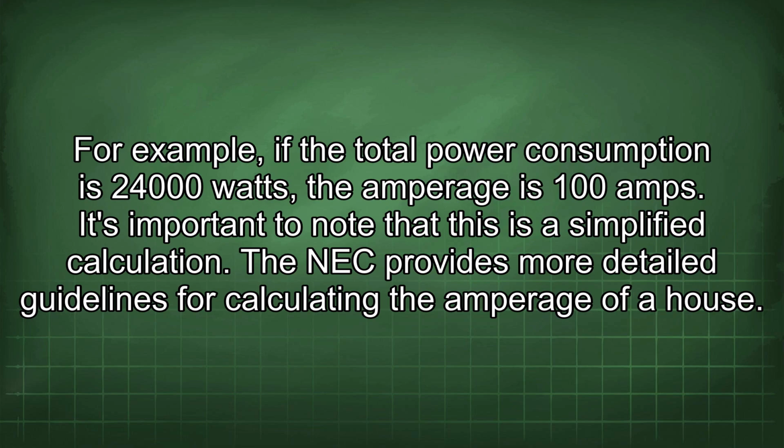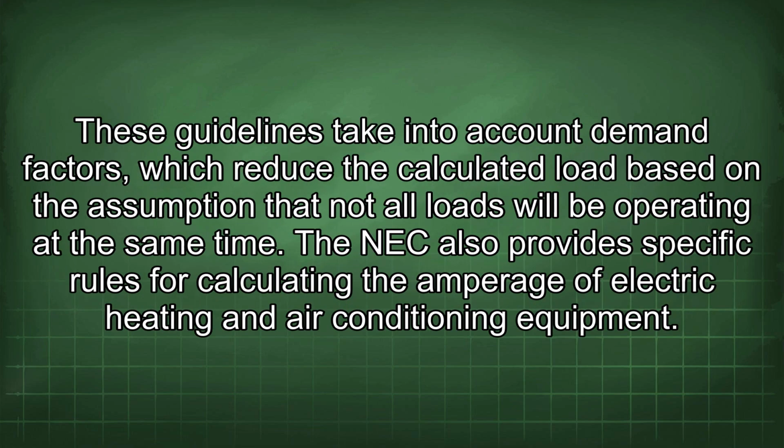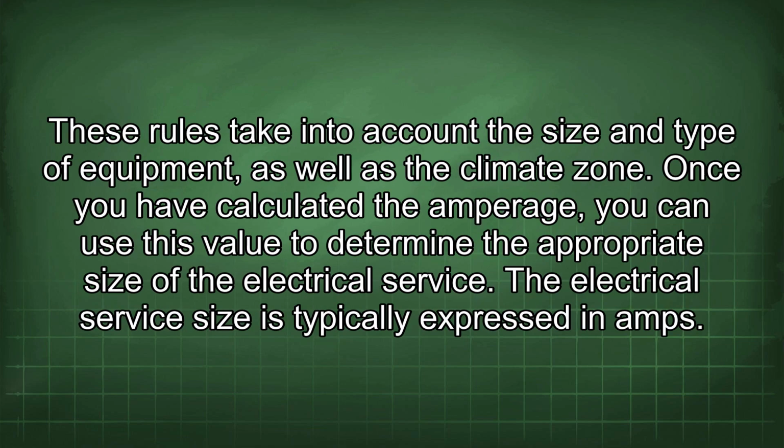It's important to note that this is a simplified calculation. The NEC provides more detailed guidelines for calculating the amperage of a house. These guidelines take into account demand factors, which reduce the calculated load based on the assumption that not all loads will be operating at the same time. The NEC also provides specific rules for calculating the amperage of electric heating and air conditioning equipment. These rules take into account the size and type of equipment, as well as the climate zone.